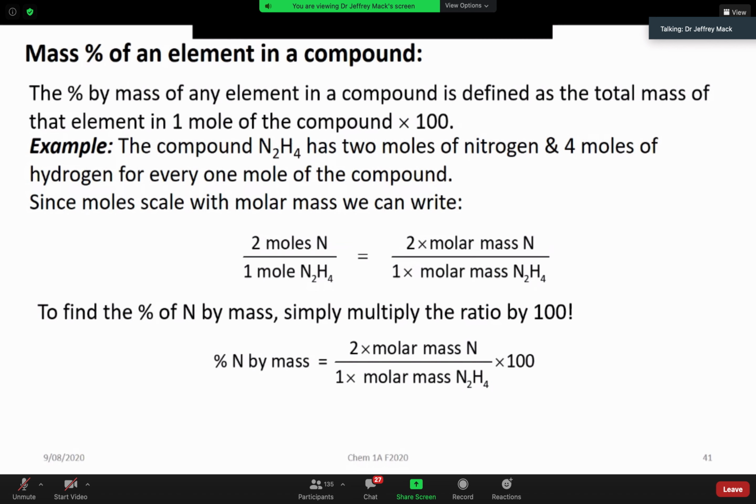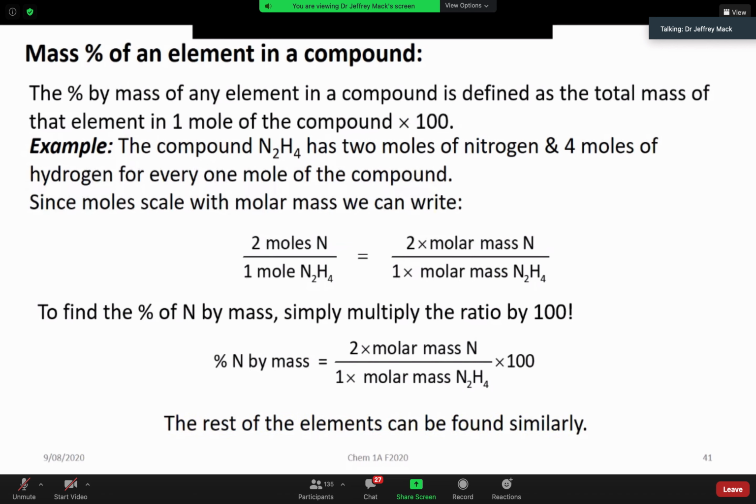And then to figure out the percent of hydrogen, I could simply subtract from 100 because there's only 2 elements in the particular compound. Or I could follow the same calculation and take 4 times the molar mass of hydrogen divided by 1 times the molar mass of the hydrazine and multiply it by 100. Follow how that works? Okay, again, reading from chapter 3.